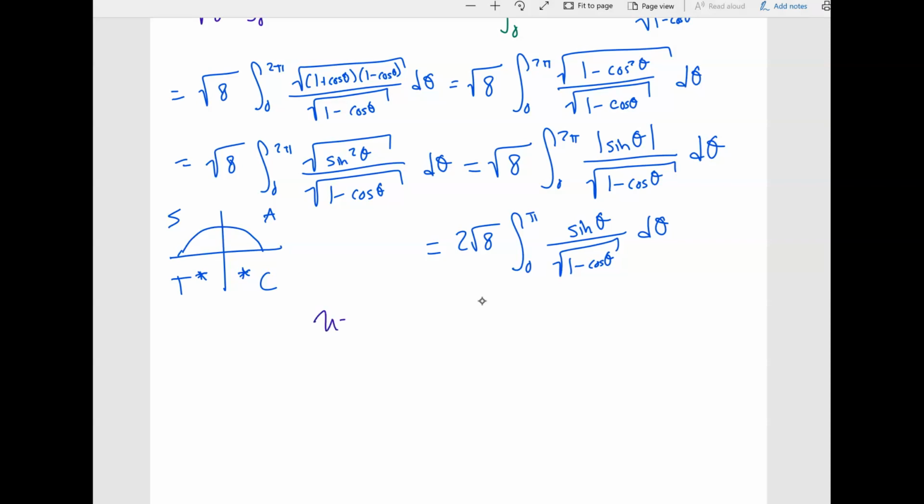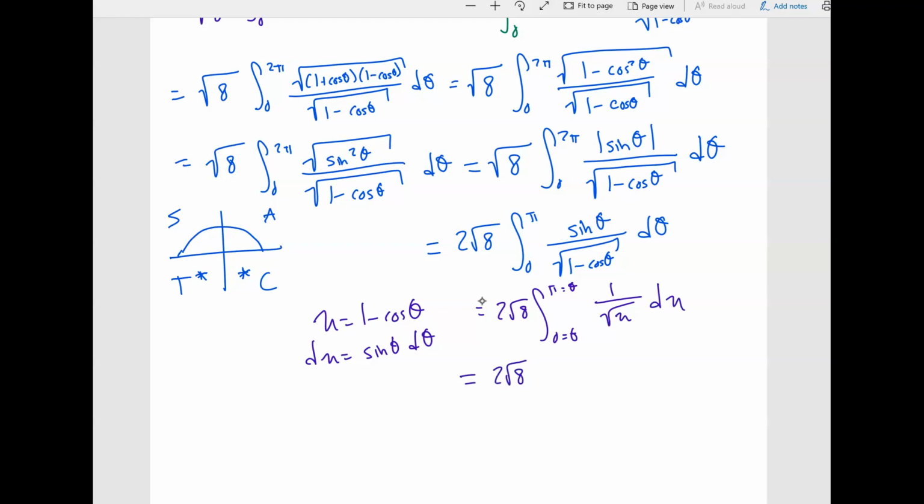And then all we've got to do is just do u substitution. So I can let u equal 1 minus cosine of theta. du is equal to, what is this? Negative sign, which is a negative to positive sine of theta d theta. Okay. So this is going to be equal to 2 square root of 8 integral from 0 to pi. And then on the top, you're just going to have 1 over square root of u du.